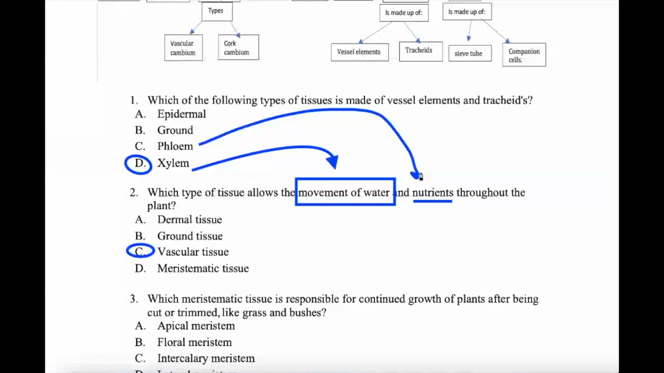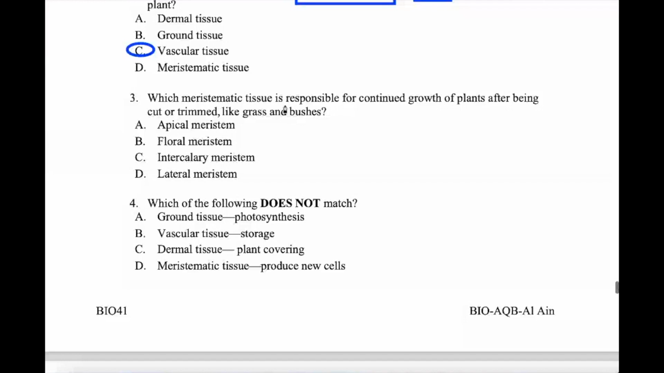Okay. Next question, boys. Which meristematic tissue is responsible for continued growth of plants after being cut or trimmed? Cut or trimmed? Apical meristematic. No, see, boys, this should not be apical. Lateral. Lateral.